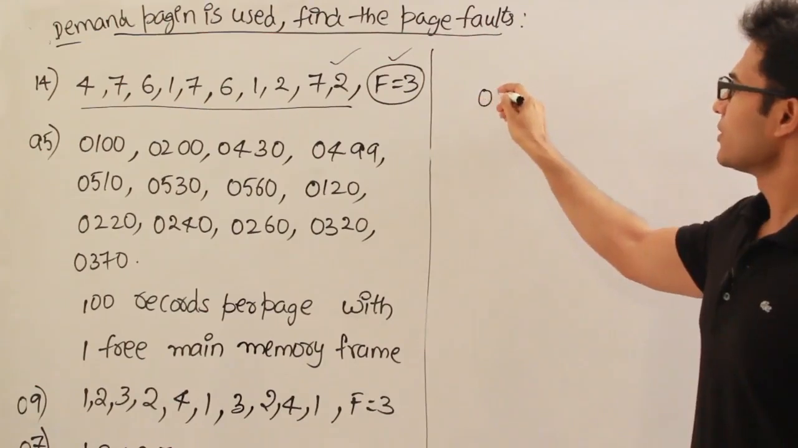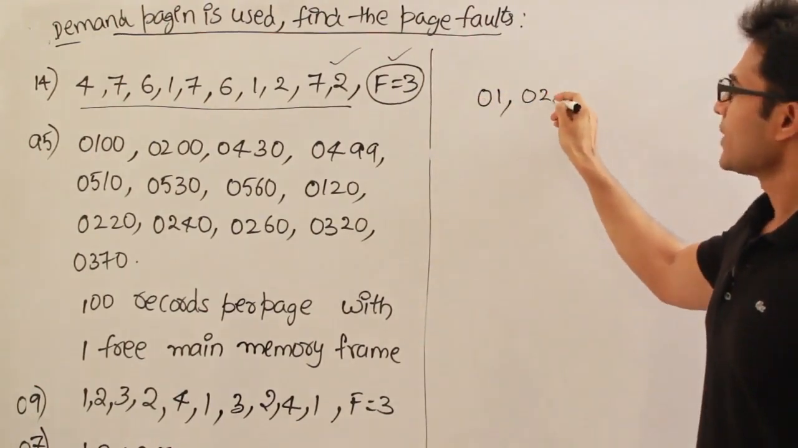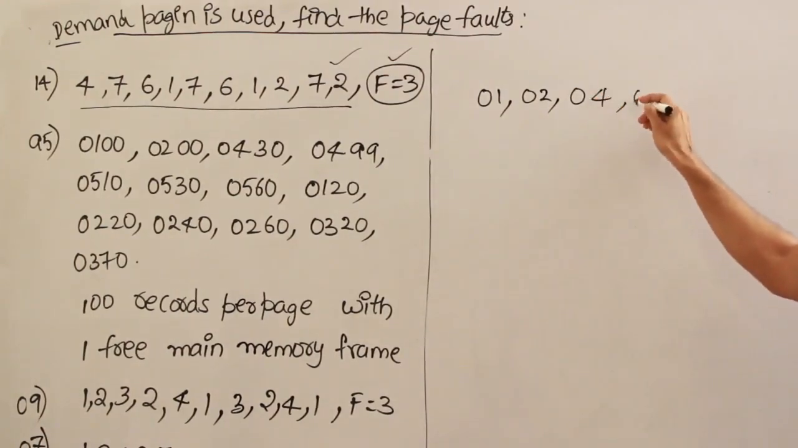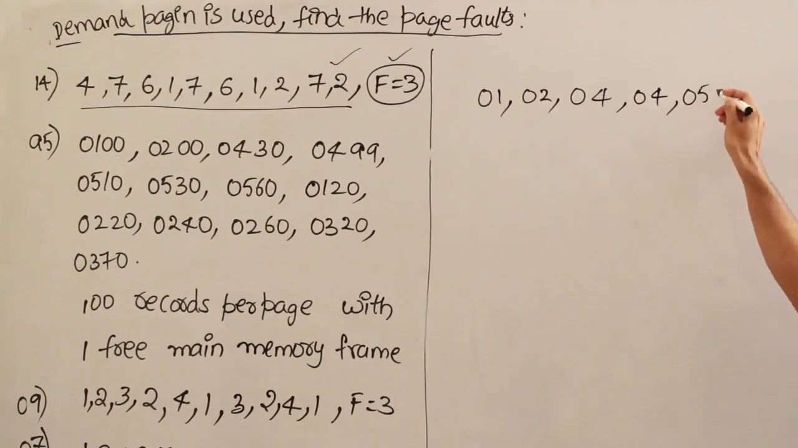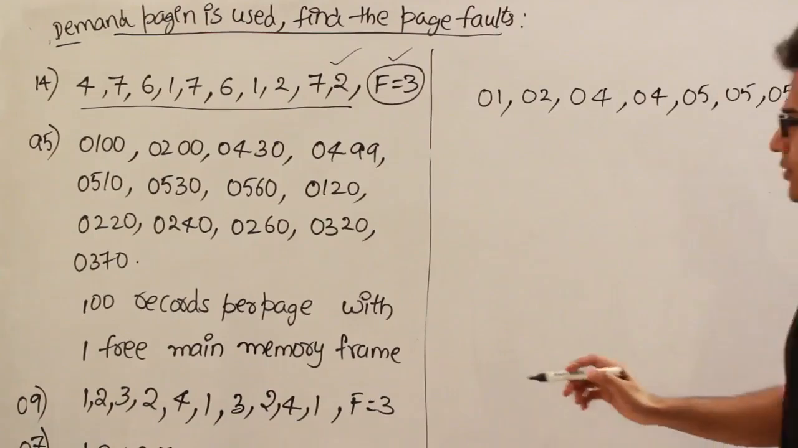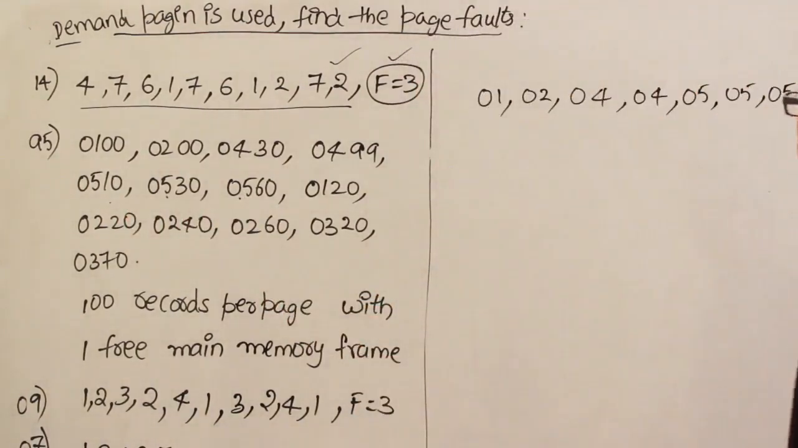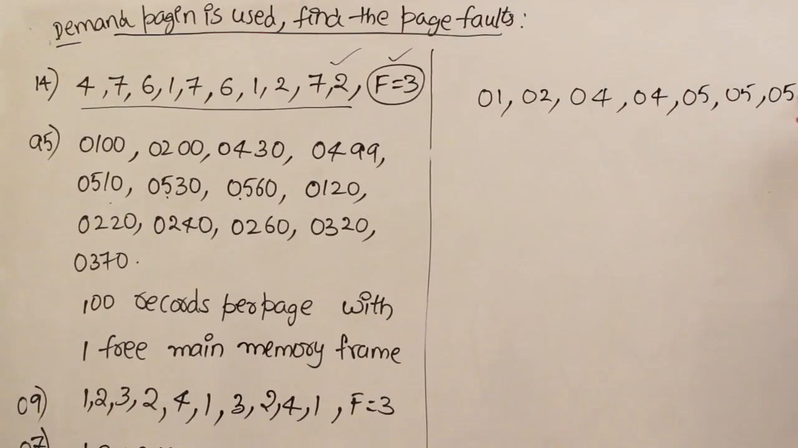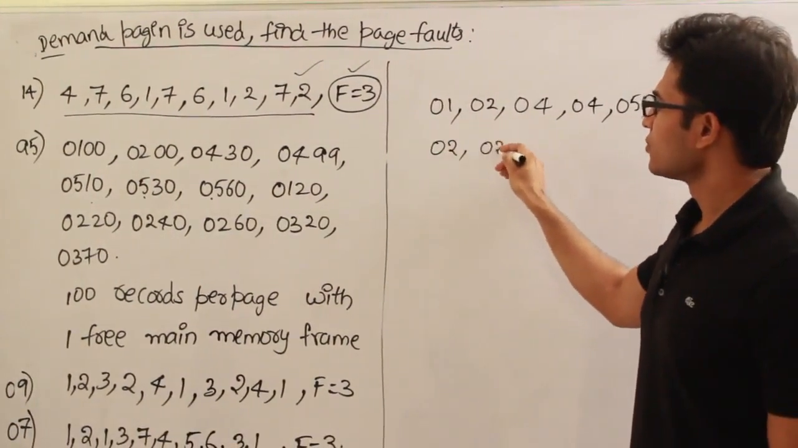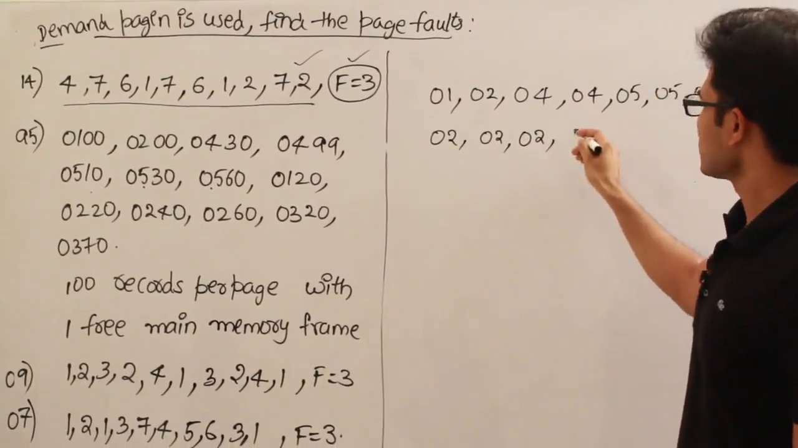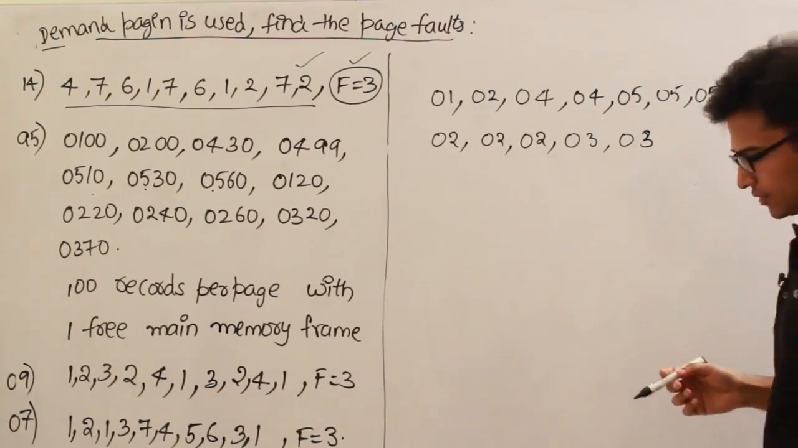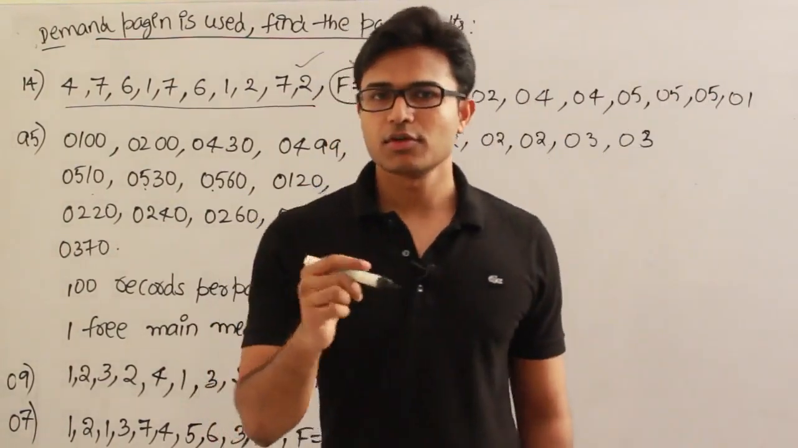Therefore the first one is 01, and the next one is 02, and the next one is 04, and the next one is again 04, and the next one is 05, and the next one is again 05, three 05s, and two 04s, and next one is again 01, and the next one is 02, three 02s, and the next one is 03 and 03, right? So these are all the page numbers which they are trying to refer, and they are saying that there is only one frame available.